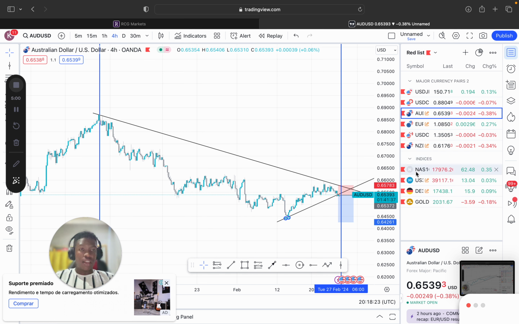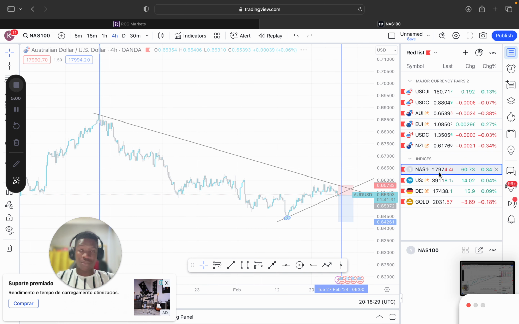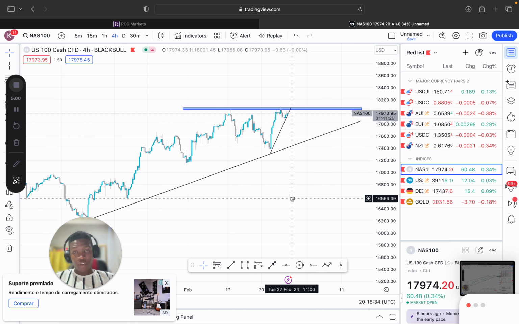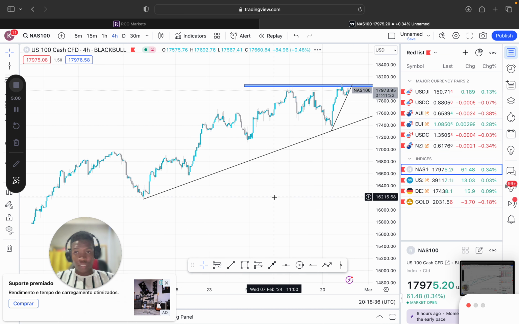So lastly, I'm going to be going on indices now. I believe, like, you get the rhythm now. So I'm going on indices. With indices, my strategy is a bit different. So on the 4-hour time frame, I still draw out the touches on the trend line.